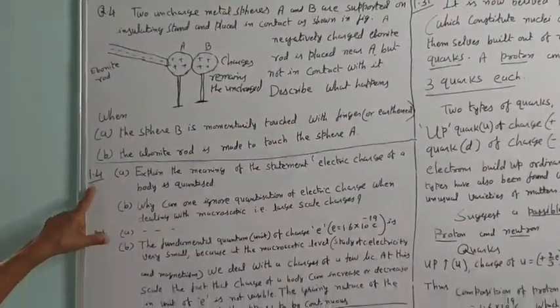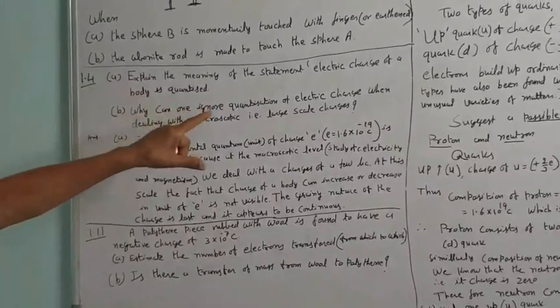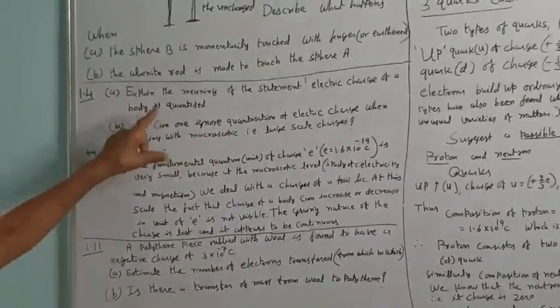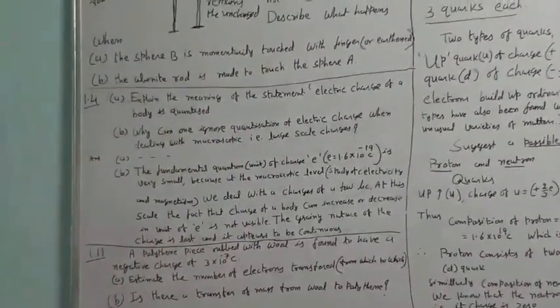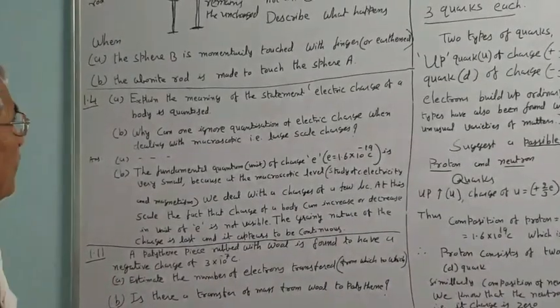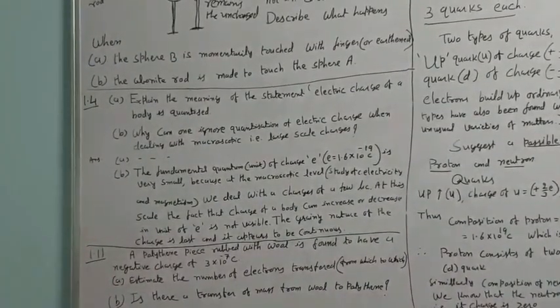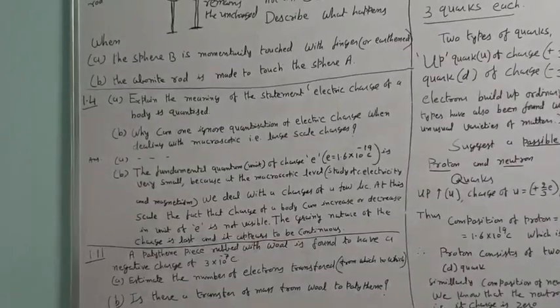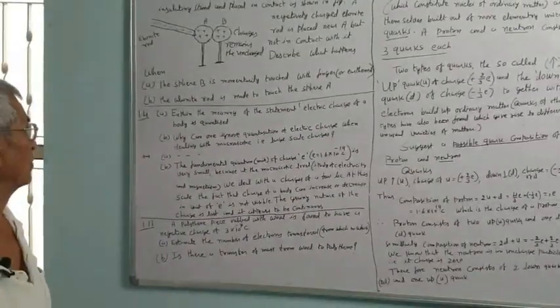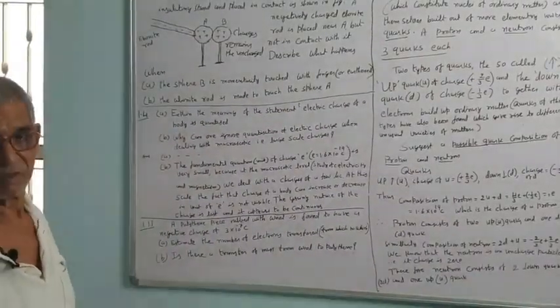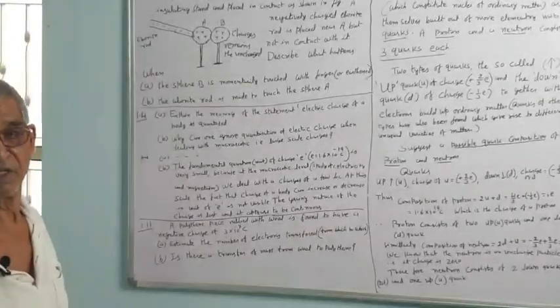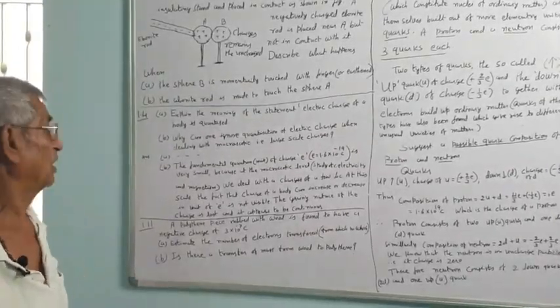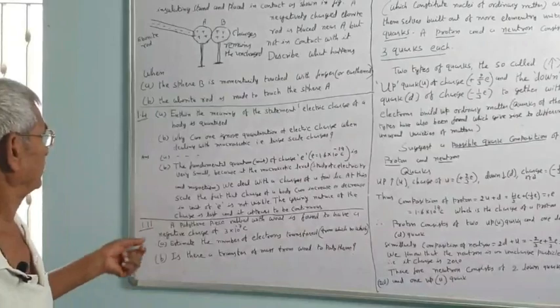Now next, 1.4. Explain the meaning of the statement: electric charge of a body is quantized. The charge on a body is an integer multiple of some fundamental charge e. The charge on a body is plus or minus e, plus or minus 2e, or plus or minus 3e, etc., as we have discussed already.